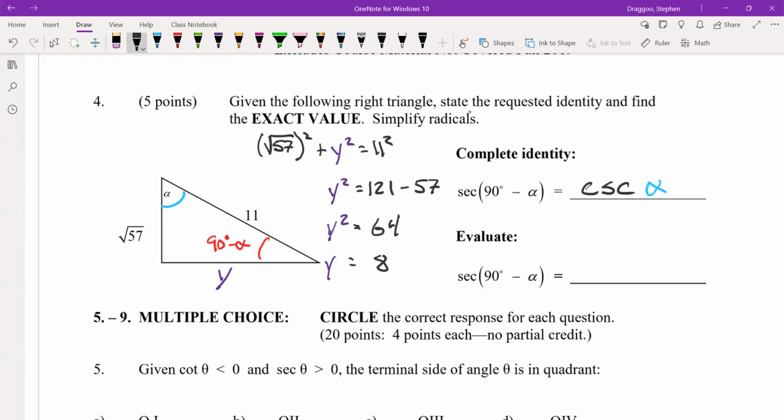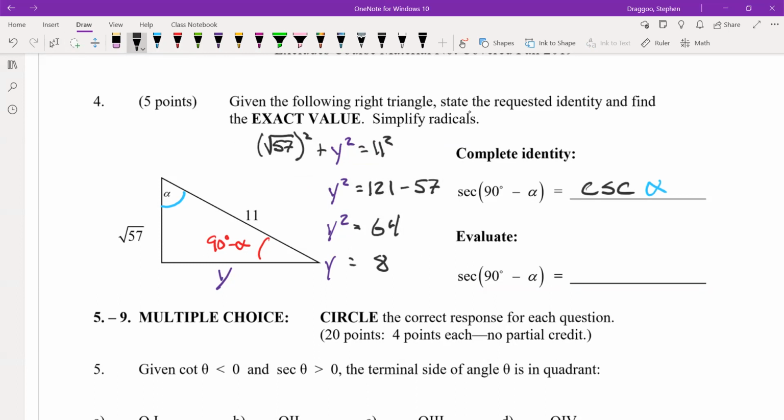Now, this triangle is just a triangle out in space. It's just a triangle that exists. It's not in the coordinate plane. This is not a reference triangle. So I don't need to consider negative sides on this triangle. Again, not in the coordinate plane. It's just a triangle, so all side lengths will be positive. So just positive 8 for y.